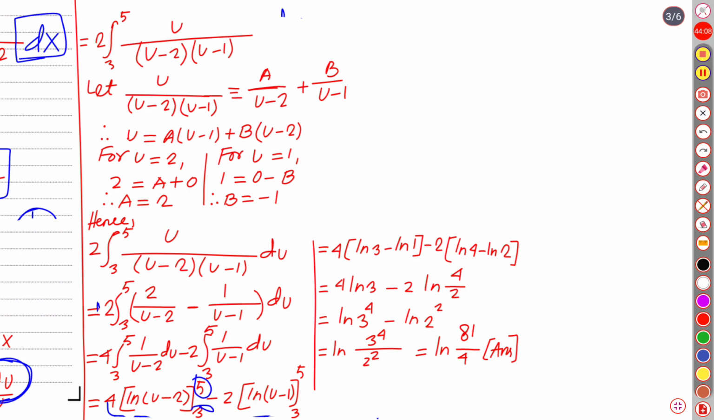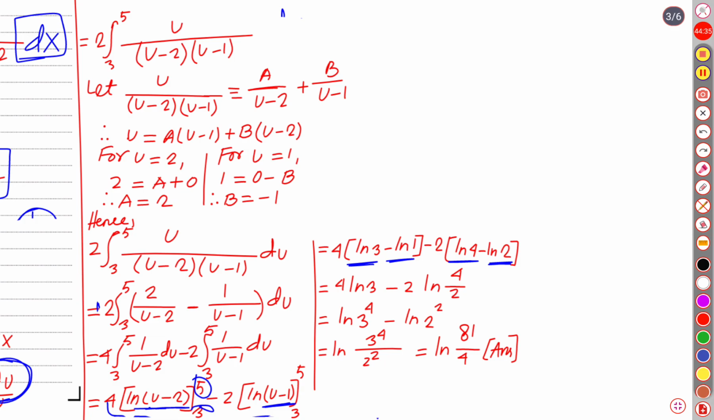If this is 5, so 5 minus 2 is 3, we have written here 3. If we substitute 3, then 3 minus 2 is equal to 1, so we have written ln 1. Same goes here, if it is 5, the upper limit, 5 minus 1 is 4, we have written 4. Then if we substitute 3, then 3 minus 1 is 2, we have written 2.